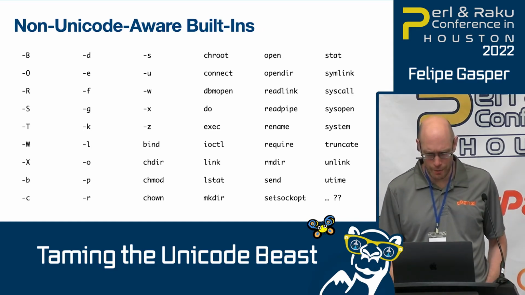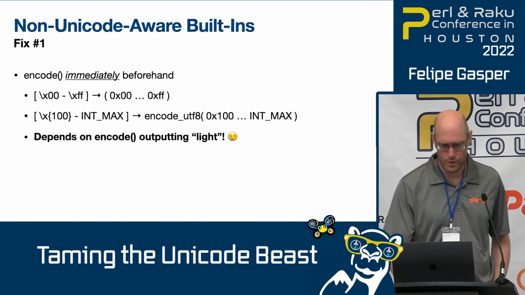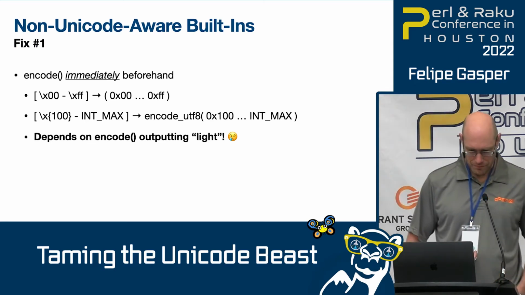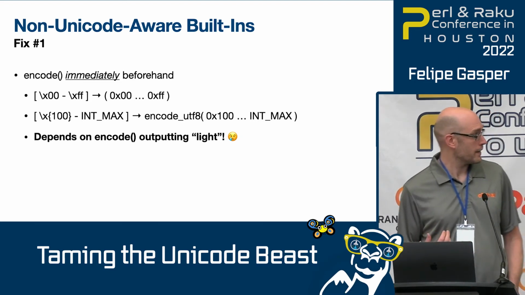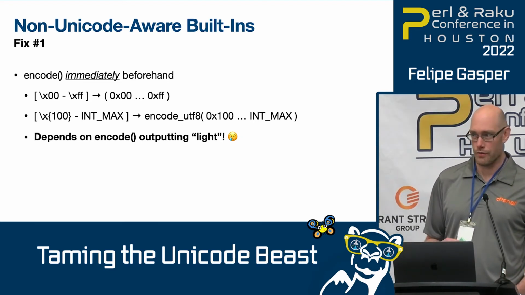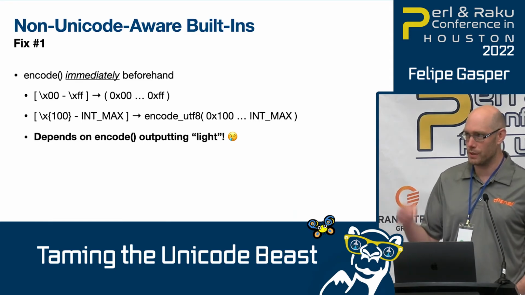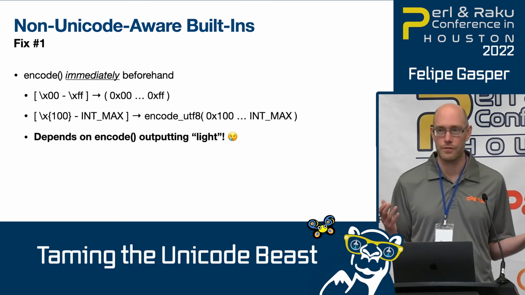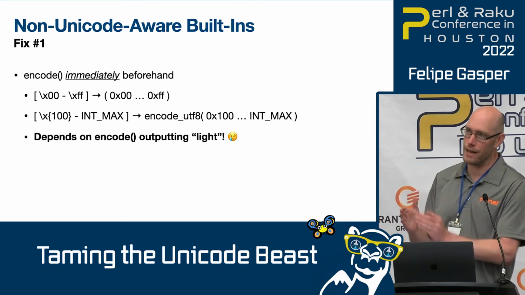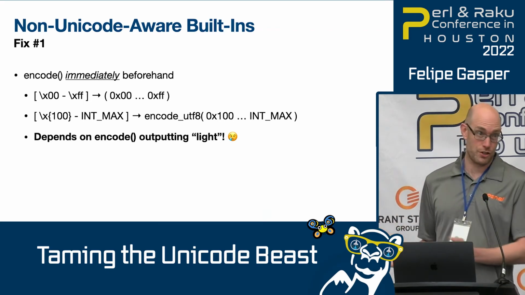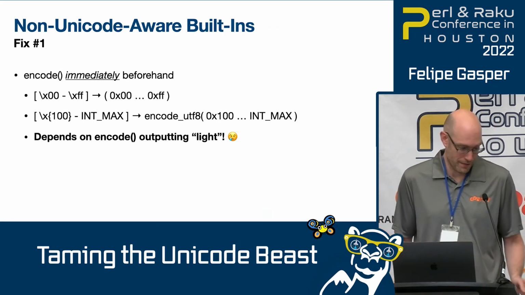So the way we normally get around this is to encode the text immediately beforehand, which does work. It does depend on an implementation detail of the encode functions. The encode functions absolutely must output light storage. They all do, as far as I've seen, but nothing actually compels them to do that. It would be correct if they outputted heavy. They just don't, and nobody would use it if they did.